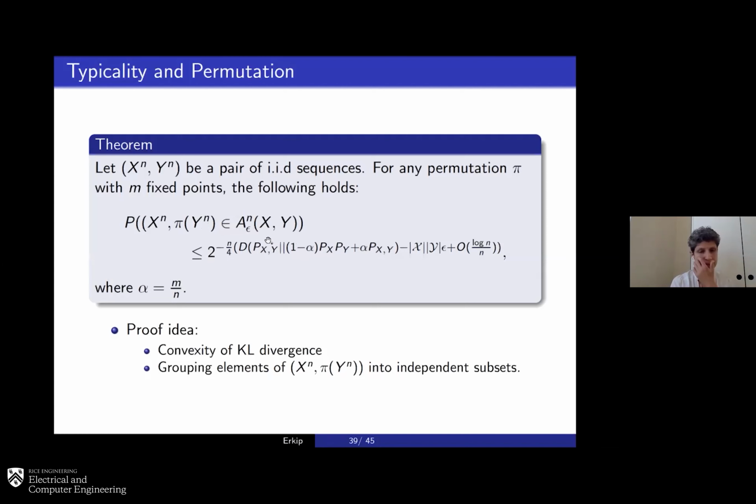This term in the exponent becomes the mutual information between x and y, which tells us that x and a totally random permutation of y have a low probability of being jointly typical, and that probability decays with the exponent of the mutual information between x and y. And if m is equal to n, meaning y has not been permuted at all, then this exponent is very large, which means that x and y, the original y, are typical with very large probability.